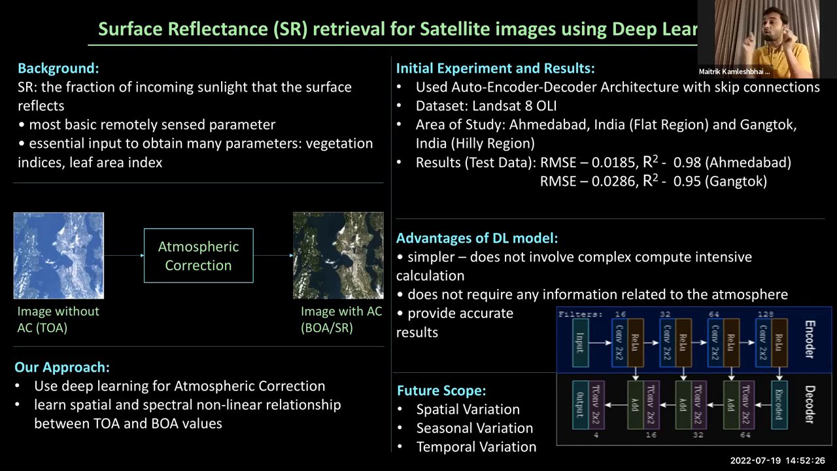The model was evaluated based on the root mean square error and the correlation coefficient. The low values of RMSE and high values of correlation coefficient say that the model predicted values are very near to the reference values provided by Landsat. The advantages of using a deep learning based model are that it is simpler, it avoids intensive calculations, and it does not require any information related to the atmosphere. And apart from all these, it provides accurate results.